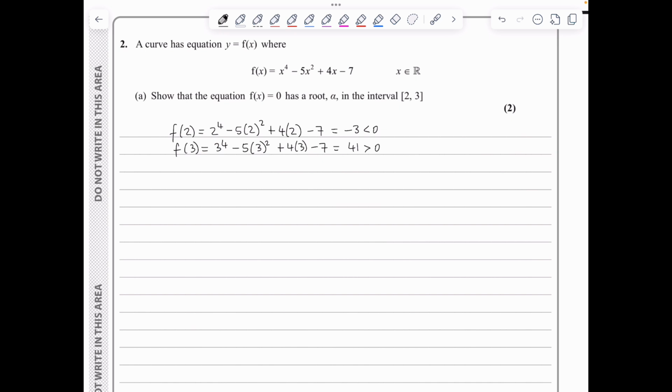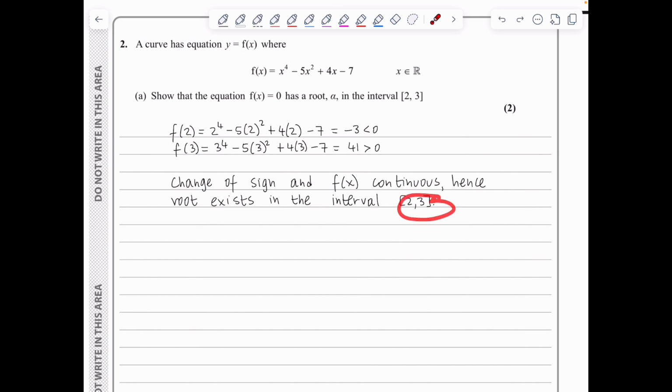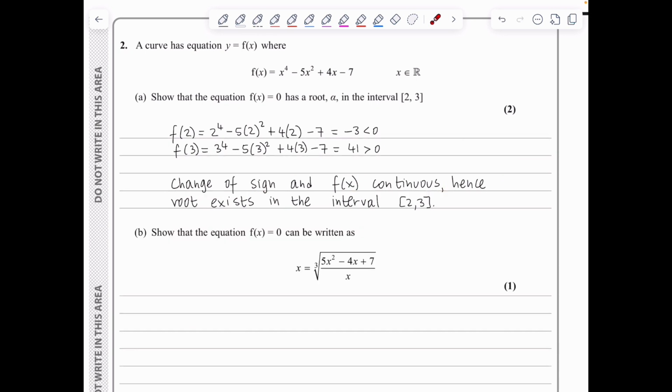And therefore we conclude that there is a change of sign and f of x is continuous, so a root exists in the interval 2 to 3. We need to mention both the change of sign and the continuity of f of x to get the second mark. In part B, we need to show that the equation f of x is 0 can be written in this form.